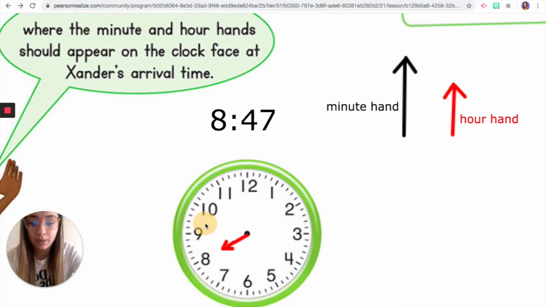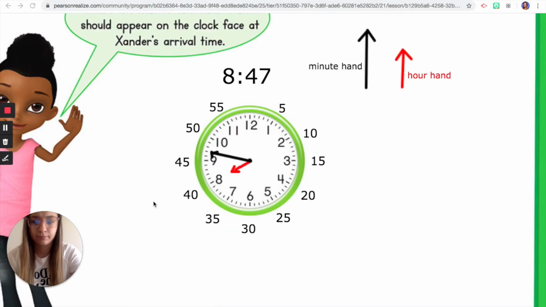And then I'm going to take my minute hand and draw it so that it says 47. So now my clock here says 8:47. I just wanted to go ahead and put the numbers around here so you can see what I'm talking about. Like I said, each number that's out here is equal to 5 minutes. And each little dash in between them is equal to 1 minute.